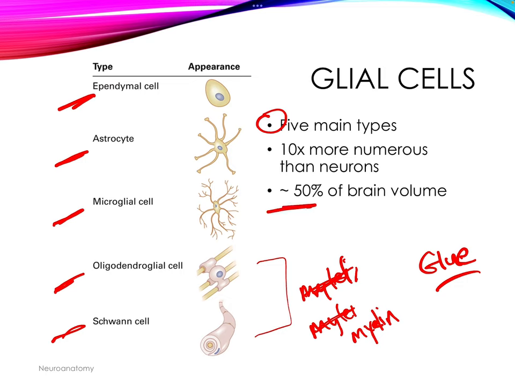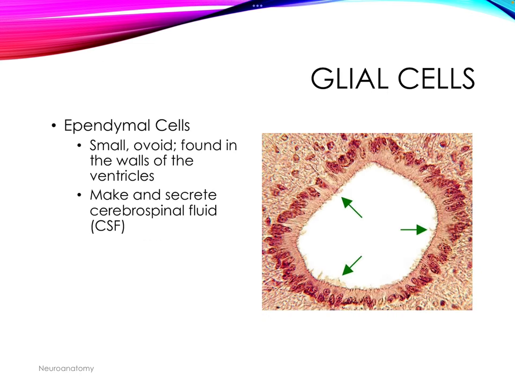So this is about 50% of brain volume. We have 10 times more glial cells than we do neurons because they serve the purpose of keeping the neurons alive. Okay. So let's look at each of these individually.